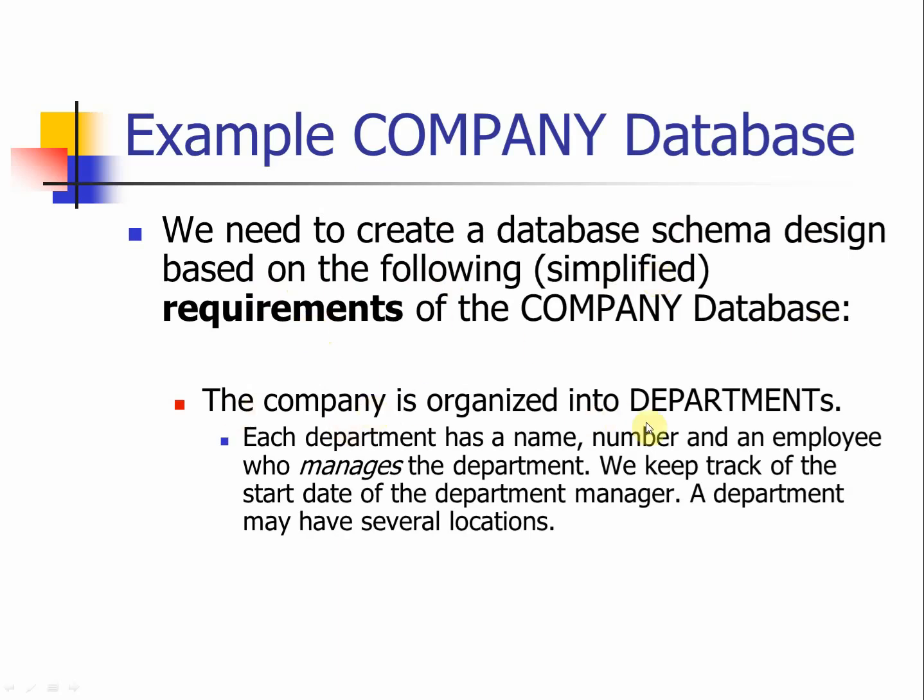The company is organized into departments. So the information you need to keep track of for the departments is given over here. Each department has a name, a number, and an employee who manages the department, which means that is the manager of the department. We keep track of the start date of the department manager. A department may have several locations. You can see that these are the human language descriptions of what the department is going to be.